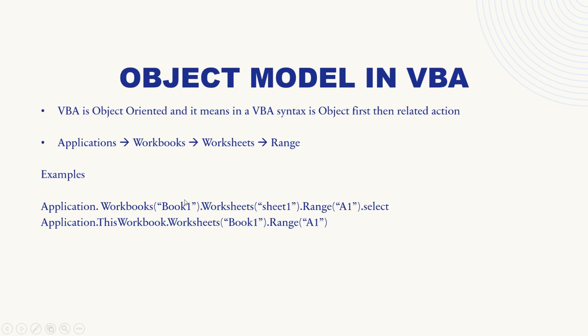So in the VBA object model, the ranges or cells come on the worksheet. The different sheets come under workbooks, and your workbooks come under an application. Here, for example, in Excel, the application is your Excel file.